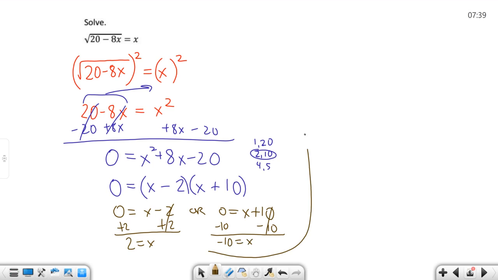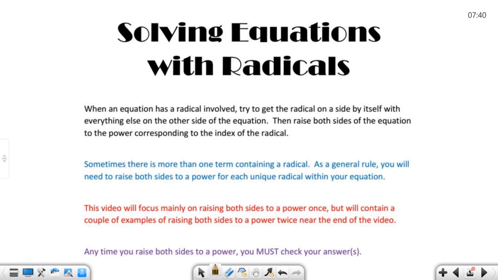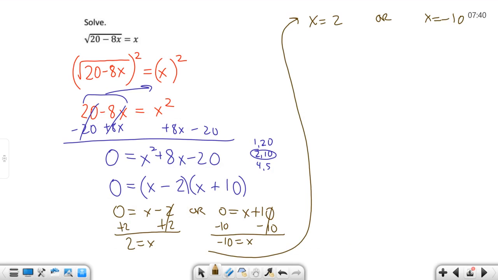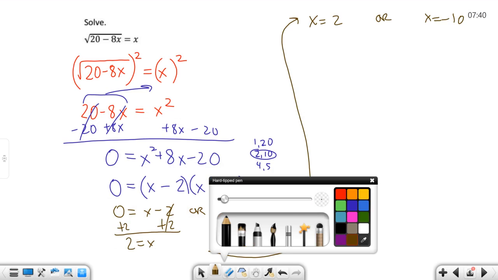So then my two answers are x equals 2 or x equals negative 10. Okay? Those are my two answers. But I can't just take those two answers because I told you, what's the last statement on the page before? Let's look back. Anytime you raise both sides to a power, you must what? Check your answer.